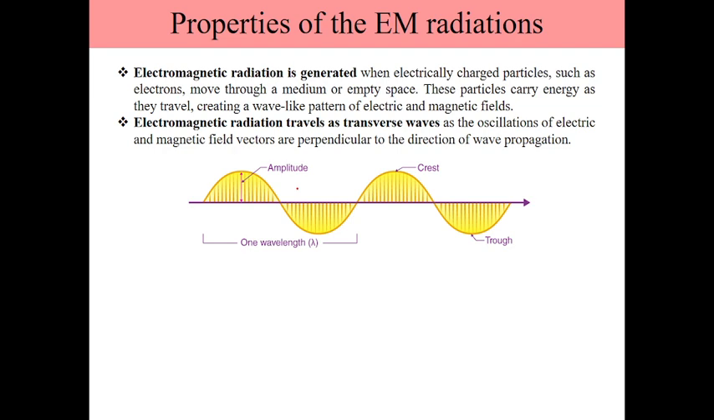Alright, so electromagnetic radiations are known as transverse waves, which means that the oscillations of the electric and magnetic field, as I told you, are perpendicular to the direction of the wave propagation.